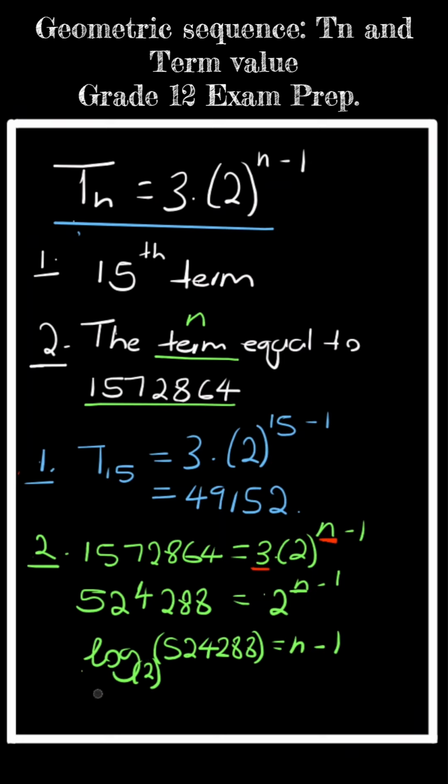So if you plug this log base 2 of 524,288 into your calculator, you should get 19, and you take the 1 and you bring it to the left hand side, where it will be plus, so it will be 19 plus 1, and therefore your n will be equal to 20.